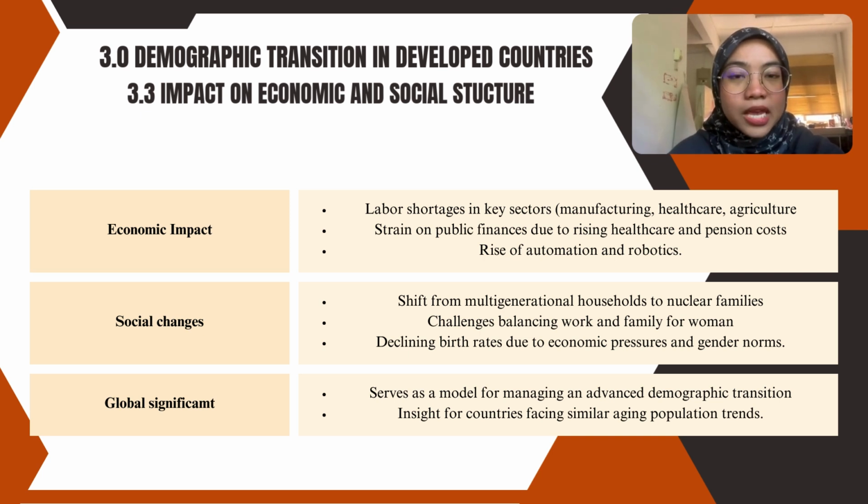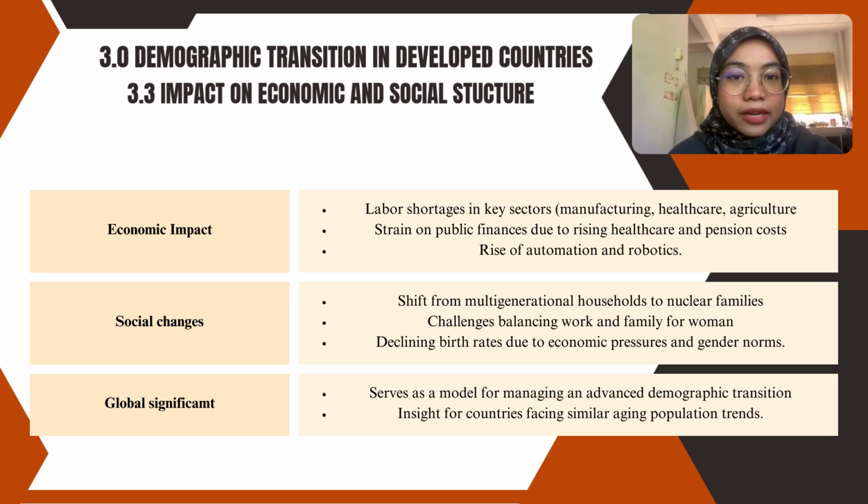For the social impact, family dynamics and gender roles: urbanization accelerated the shift from the traditional multi-generational household to the nuclear family. Financial constraints and changing lifestyles have made it difficult for families to provide the same level of care to their elderly relatives. Additionally, Japan's rigid work culture and deeply ingrained gender norms have made it challenging for women to balance career and family responsibilities, contributing to consistently low birth rates.